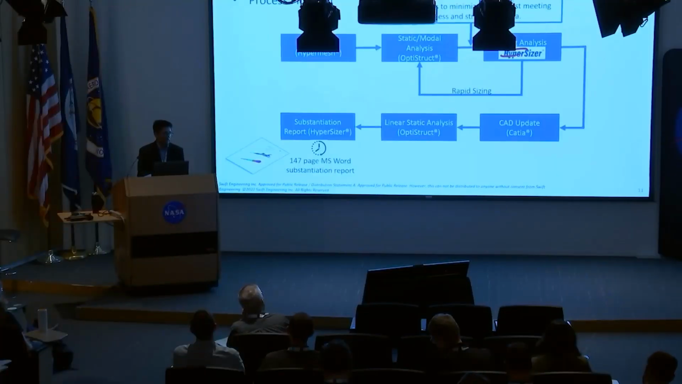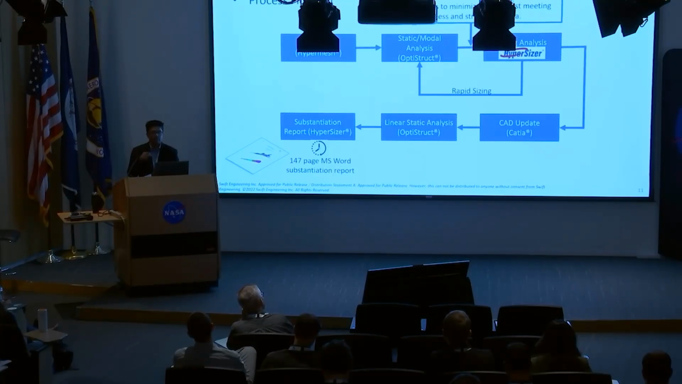So the process was, we created the DFEM in HyperMesh, and ran the static analysis and modal analysis in OptiStruct. Of course, we have the loop going back to OptiStruct to update the stiffness matrix if needed. Typically, we didn't do that. We just sized it for a while, and then did a couple of checks to make sure the loads didn't shift somewhere else. And then we do a CAD update in CATIA.